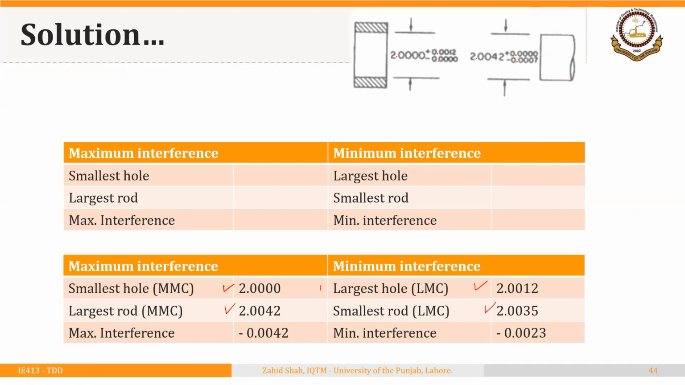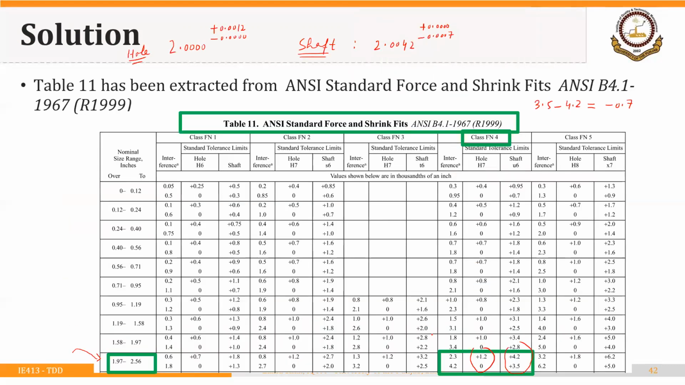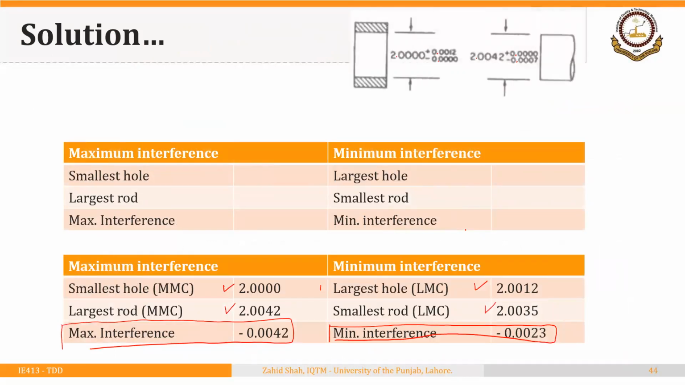The difference of the smallest hole and the largest shaft, that is the difference of the MMC of the two, will give us the maximum interference of 0.0042, and the difference of the LMCs, that is the largest hole and the smallest rod, will give us the minimum interference of 0.0023, and you can verify it from the table as well. So 2.3 and 4.2. That is the amount of interference, so that will range from 0.0023 to 0.0042. So this is the minimum interference that we will obtain.